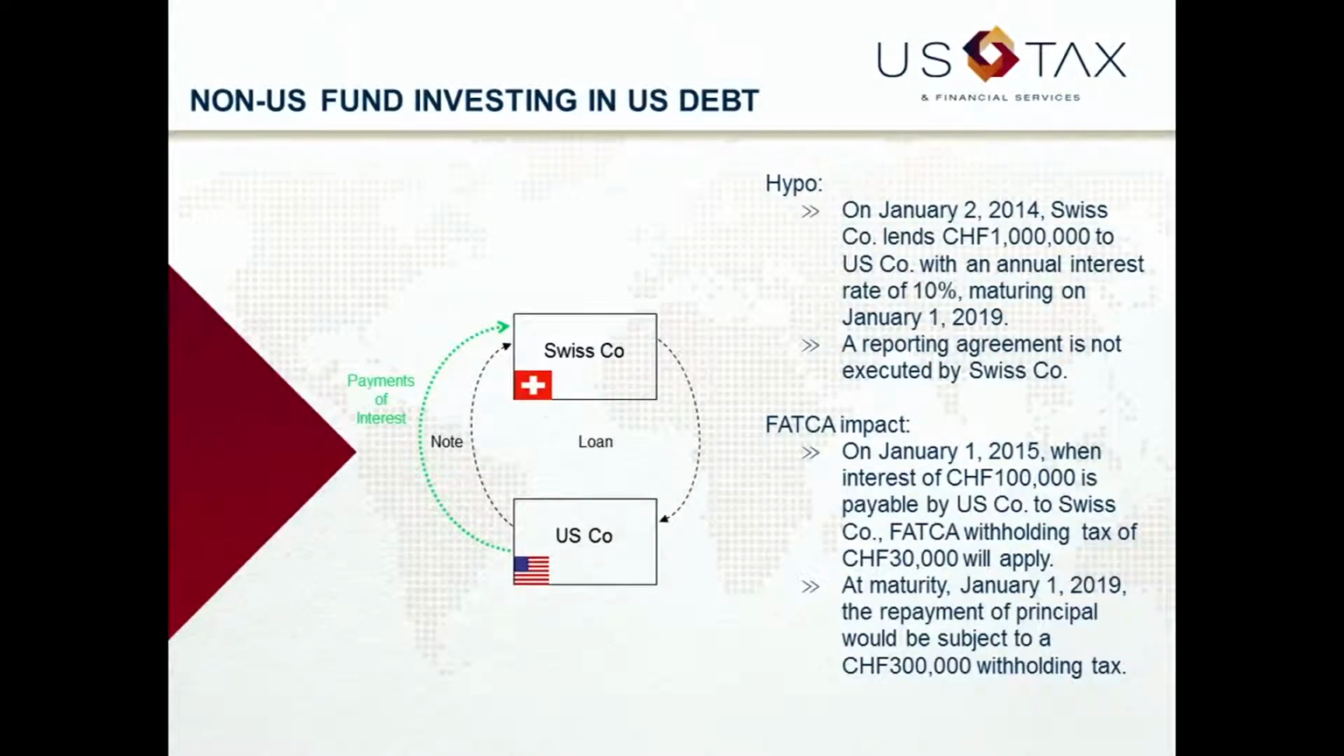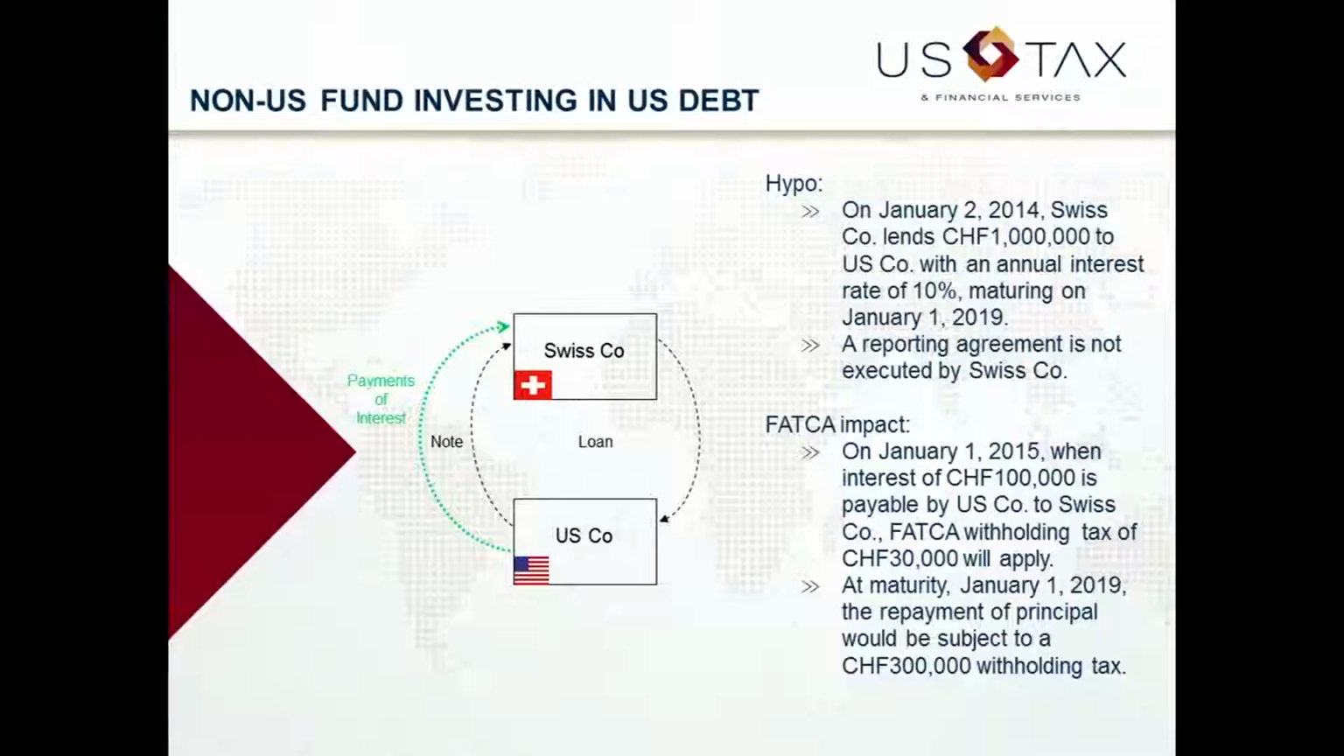Okay, so let's go through a specific example. Here we have Swissco in 2014 making a loan to a U.S. co, and there's no IRS reporting agreement that's executed by Swissco. And so on January 1, 2015, when we have an interest payment from U.S. co to Swissco, since Swissco has not executed an IRS reporting agreement, that interest payment is going to be subject to 30% withholding. And so it's pretty clear that there is sufficient incentive for Swissco here to enter into an IRS reporting agreement.